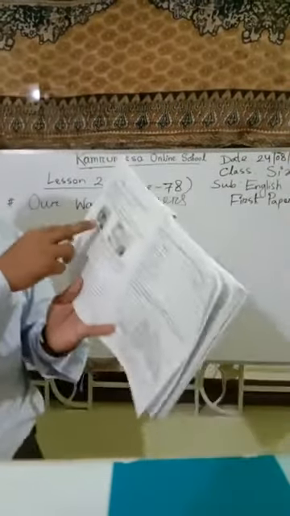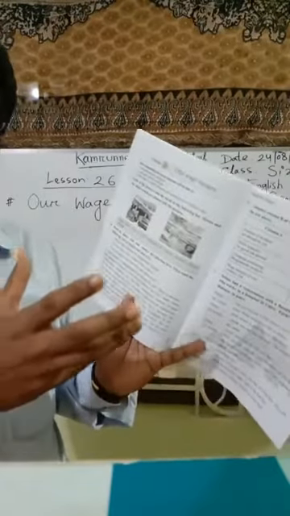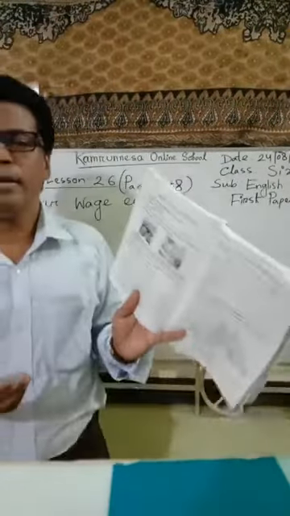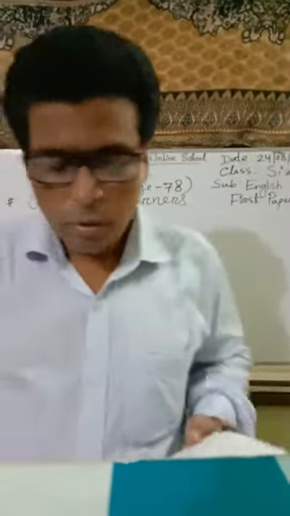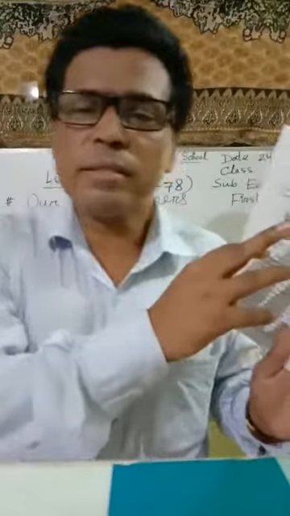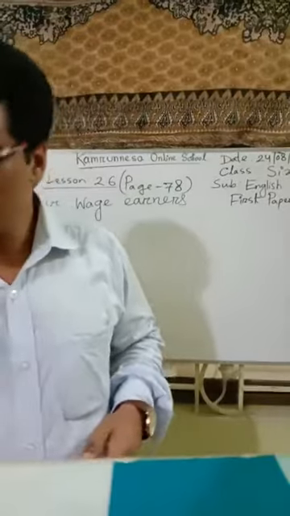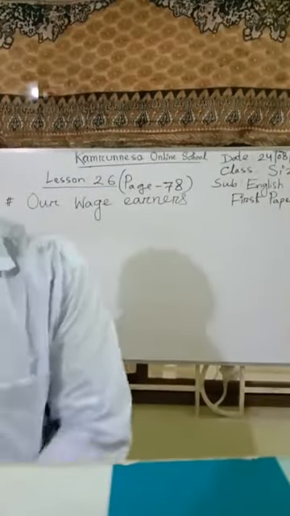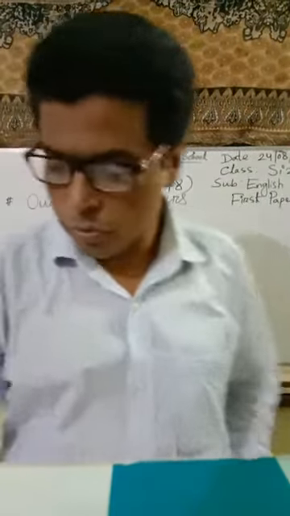So these pictures express the idea related to our work and money or economy. So the name of our topic is our wage earners. Our wage earners. Wage means salary. Wage means salary, pay, stipend or due.